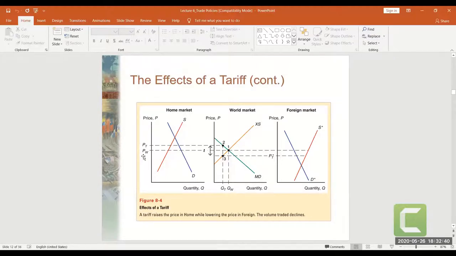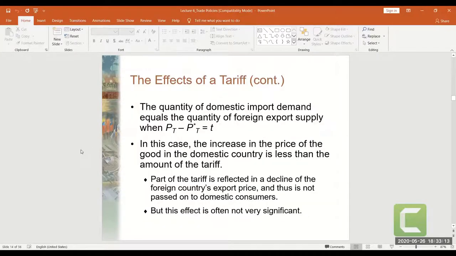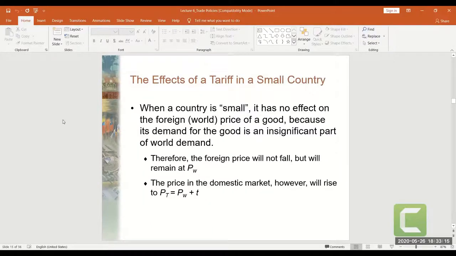A large country, again, can influence the world price. That means after the tariff, the foreign market or world price falls below PW, definitely to PT star, because the quantity we consume is large, so if we do not buy, the price falls. But if a small country imposes a tariff, the world price is not going to change. However, the domestic price is going to change. That is the effect of a tariff when you are considering a small country and a large country.